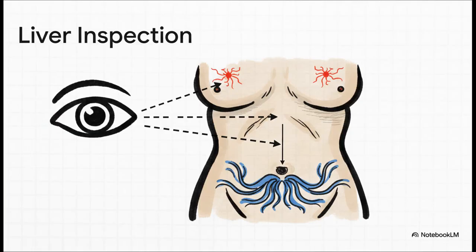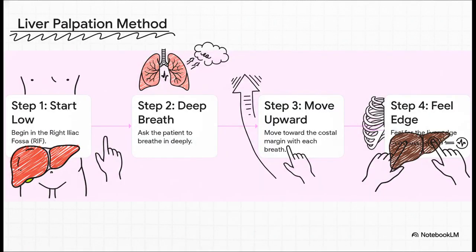And as always, we're kicking things off with inspection. You're looking for any swelling in that upper right quadrant, but just as importantly, you're looking at the skin for those telltale signs of chronic liver disease, like spider nevi, or those prominent veins of a caput medusa. Now, liver palpation is all about technique.